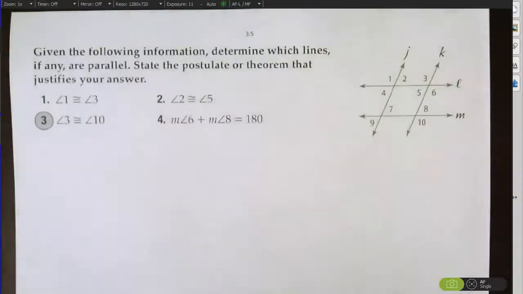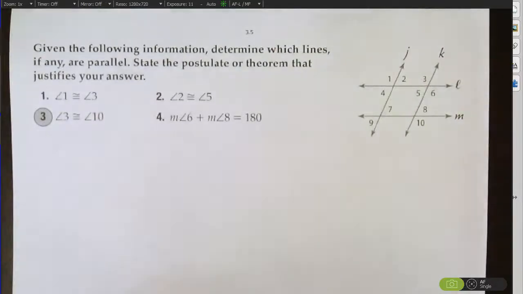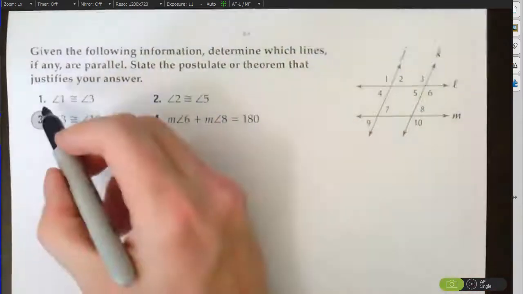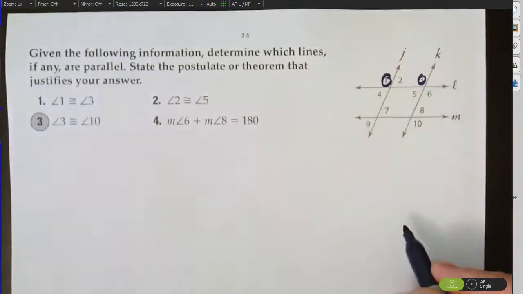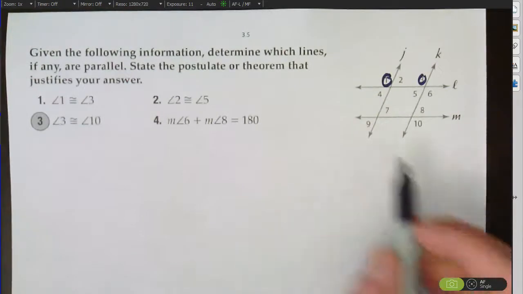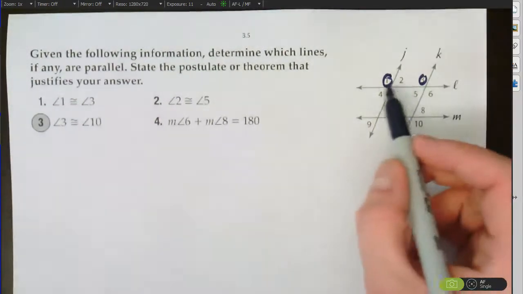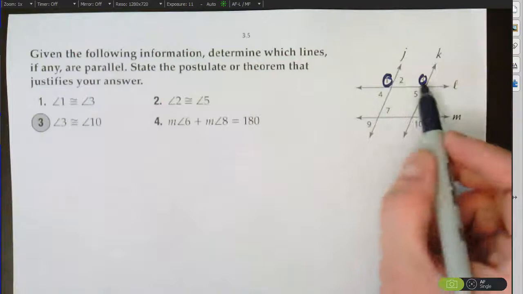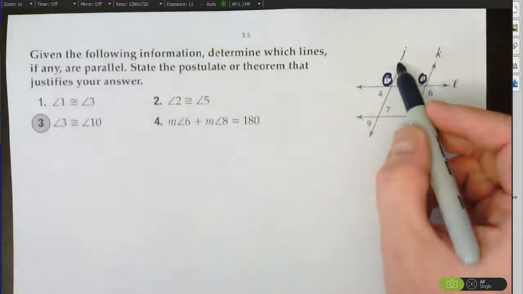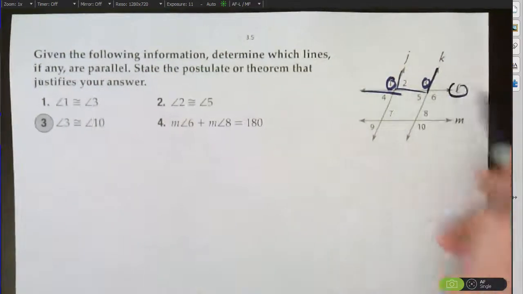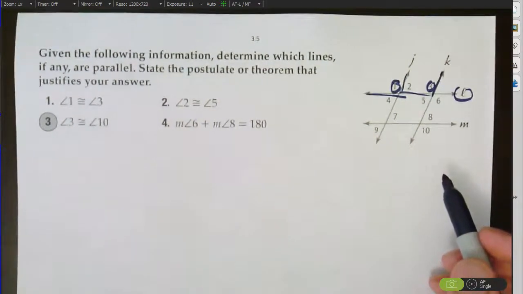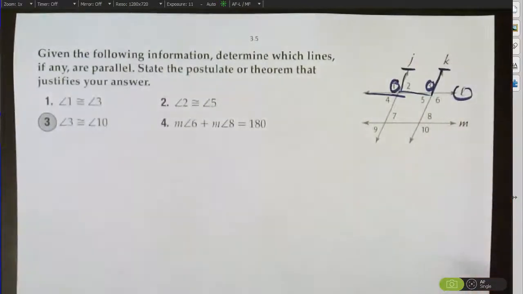So given the following information, determine which lines are parallel, and then state the postulate or theorem that justifies your answer. All right, so for number 1, we're told that angles 1 and 3 are congruent. So here's 1, here's 3. First of all, we have to figure out what transversal they're on. It's easy to identify the transversal because the transversal is the line that both of those angles touch. This angle is formed by this line and this line here. This angle is this line and this line. Oh, so the transversal is L. And then the question is, what two lines cross that transversal? Well, J and K.